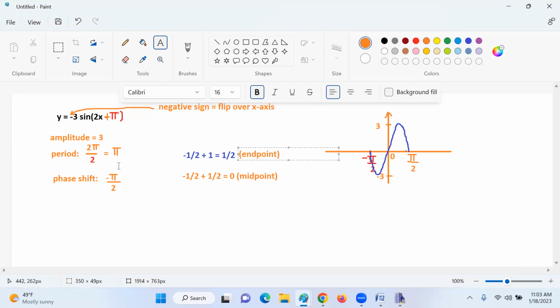Okay, we just take the phase shift and add the period, and you're going to get the endpoint, right? The endpoint is just taking the phase shift and then adding the period. Okay. All right. I feel like that is good to know how to sketch the sine function.